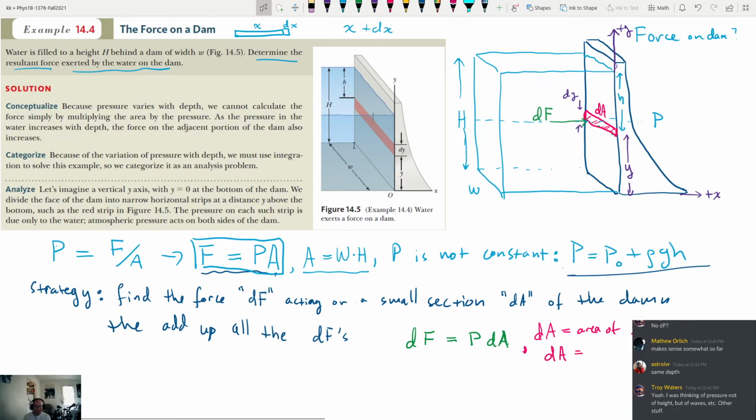What is dA in terms of the variables given right here on the picture? We're rapidly running out of time. We have 6 more minutes. We can do this. What is dA equal to in terms of the variables in the picture?